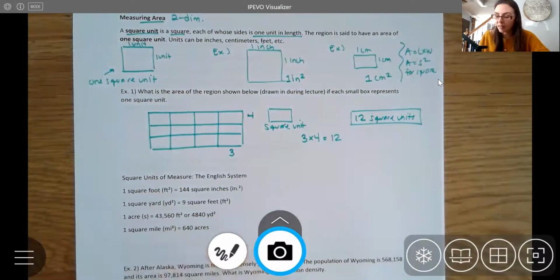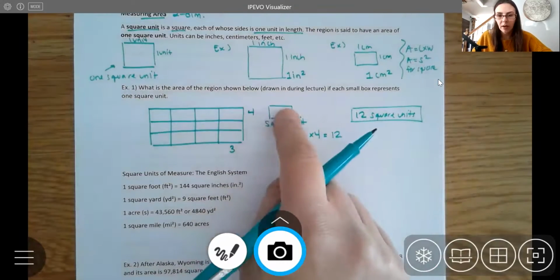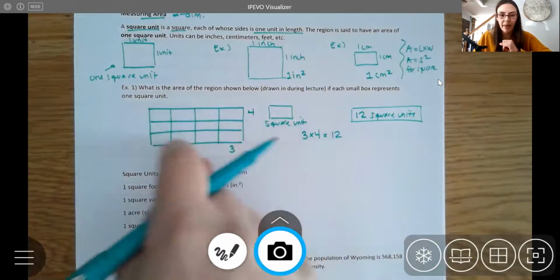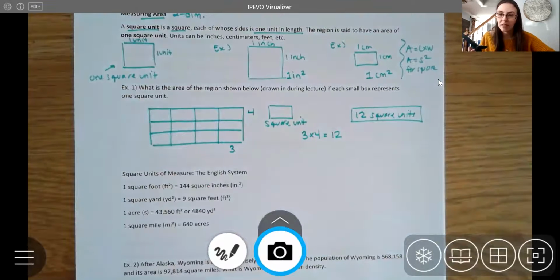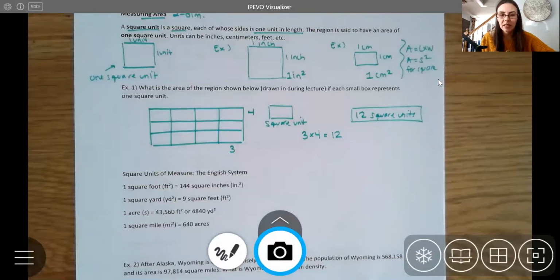So when we're looking at area, we literally can count up the squares that are formed here. If 1 square is 1 square unit, then we can count up how many we have. Or if we have something that's relatively simple, like a rectangle, then you can do that same length times width formula that I think probably most of you have seen before.